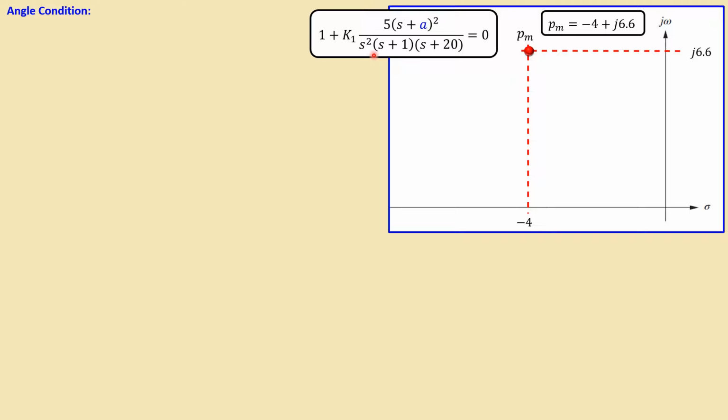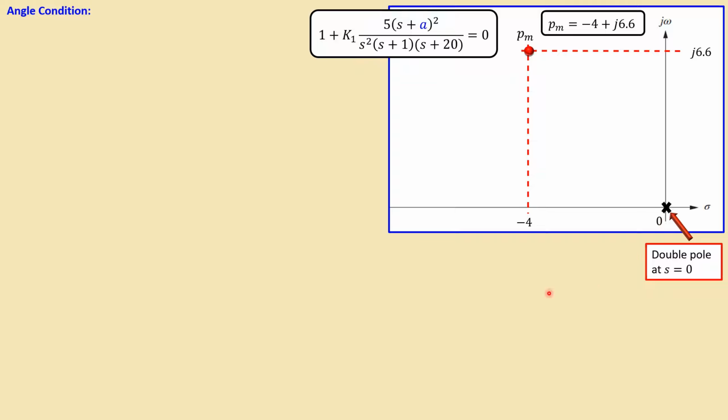Now for future reference, we also know that this is our root locus equation, and from this we can locate where our poles and zeros are, which will determine the parameters for A and the K1 using this design point PM. Now let's first start with the pole at the origin. We have a double pole. You can see that form S squared.